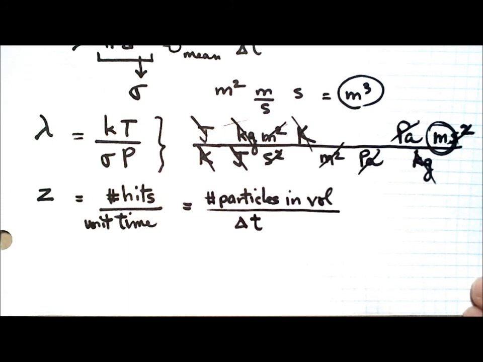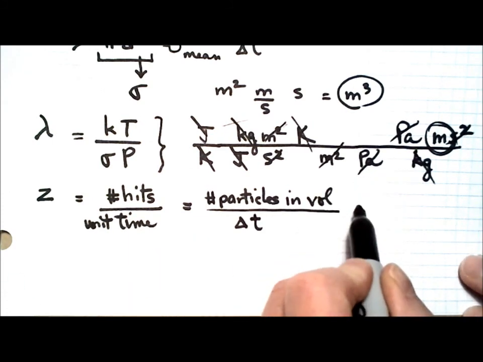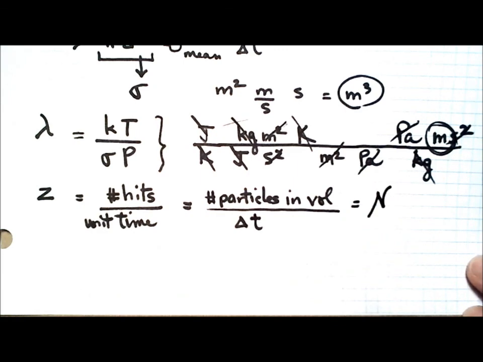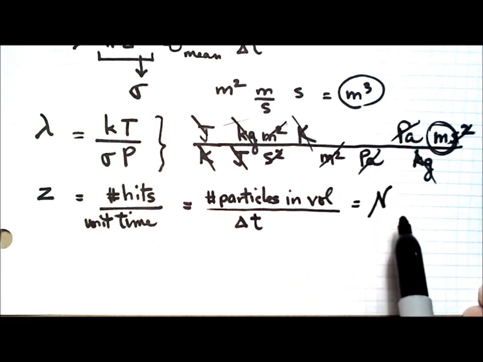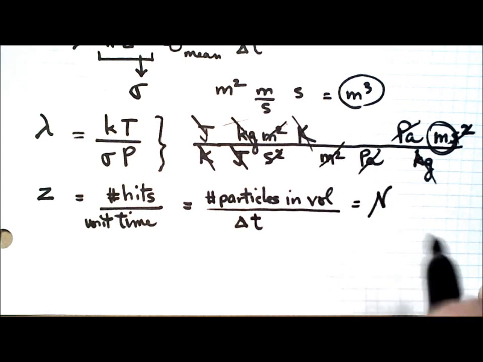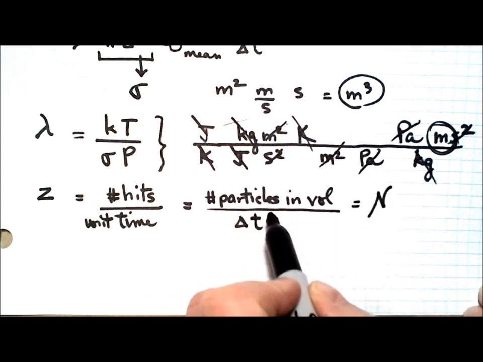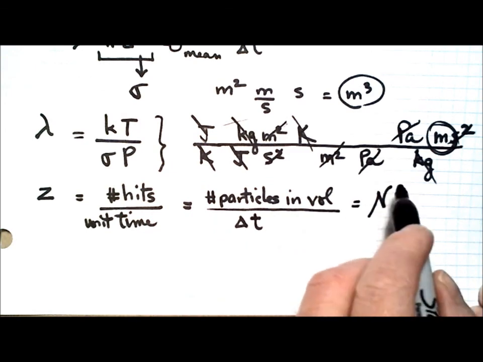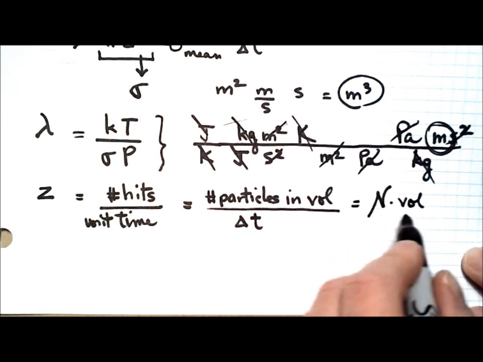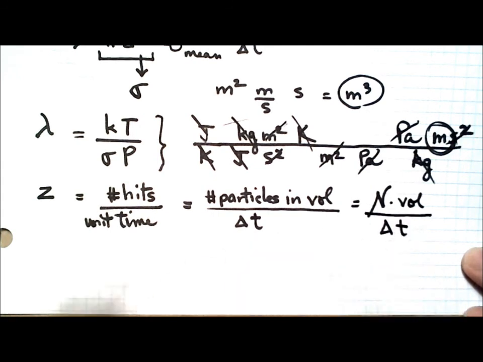And the number of particles in the volume would be equal to something called the number density, this fancy n. The fancy n is the number density. Just like a density is a mass over volume, a number density is the number of particles per volume. So if I just want the number of particles, I take that number of particles per volume and multiply it by the volume, and that'll just give me a number, delta T on the bottom.